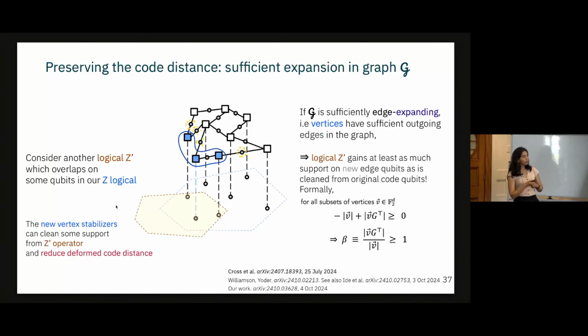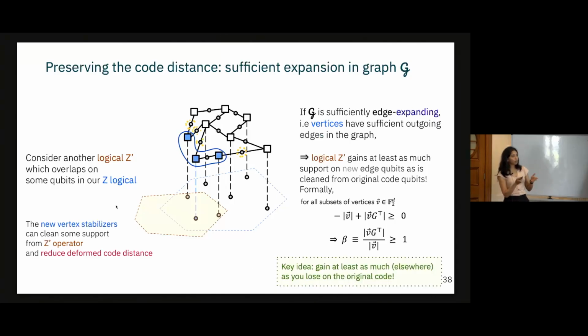And this needn't be something that we enforce on the full graph. As long as we have sufficient relative expansion, just the size of the set that overlaps with this logical, then that's sufficient. So that also means that your graph isn't constrained all that much if you want to preserve distance. So yeah, this idea was really introduced in the Cross et al. paper and generalized in later works where the idea was, okay, you don't need expansion in the original code to begin with. As long as you can build this graph above your code which has sufficient expansion, then you can preserve distance. So that's good.